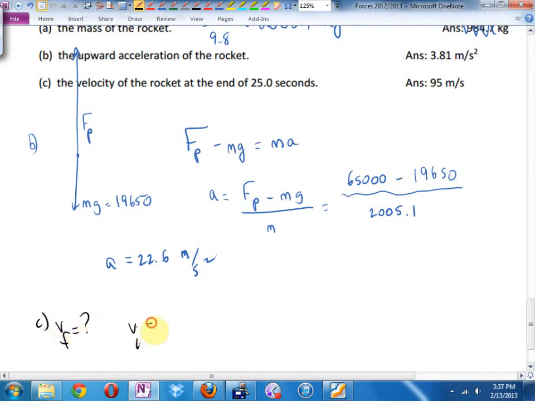That must mean they told me V initial, I bet you. Did they? Oh, did it say it's from rest? Good. And I just figured out the acceleration is 22.6. I bet you that's why part C came after part B. That would make sense. And what else did they give me in part C? The mass. Wait.